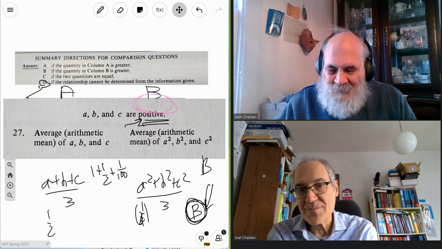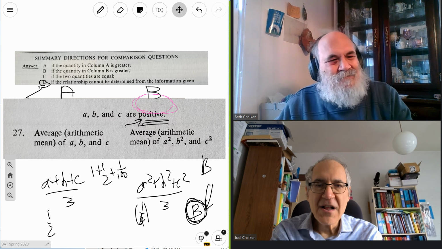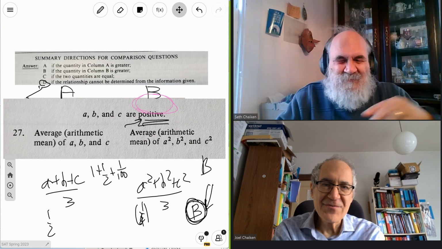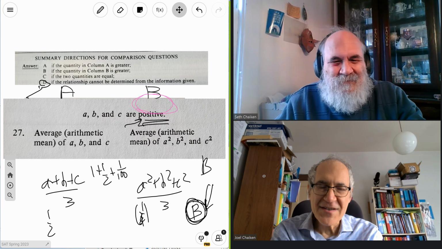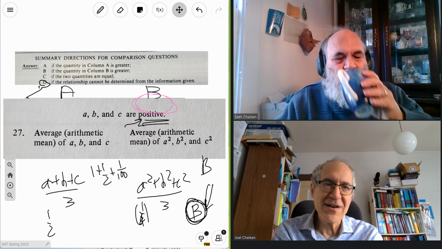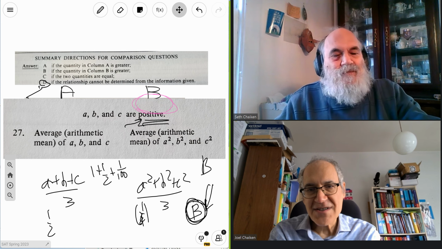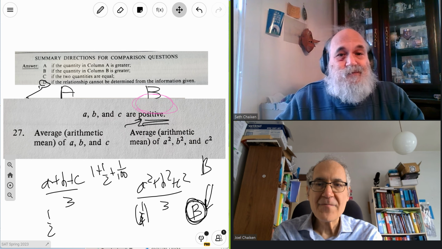We offer two different approaches on the last problem. That's what we like to do. We also like to point out what the difference is between doing the problem as if it was on a test at school where you don't have as much time versus the SAT where there's a serious time constraint.